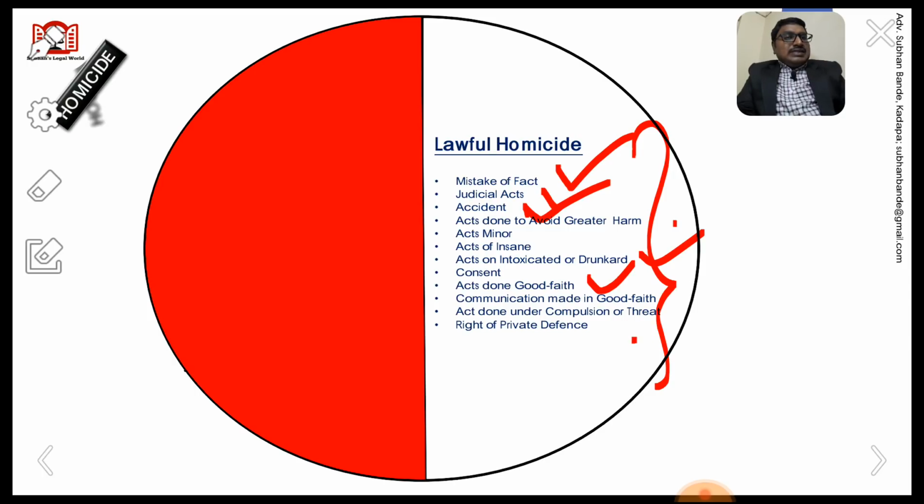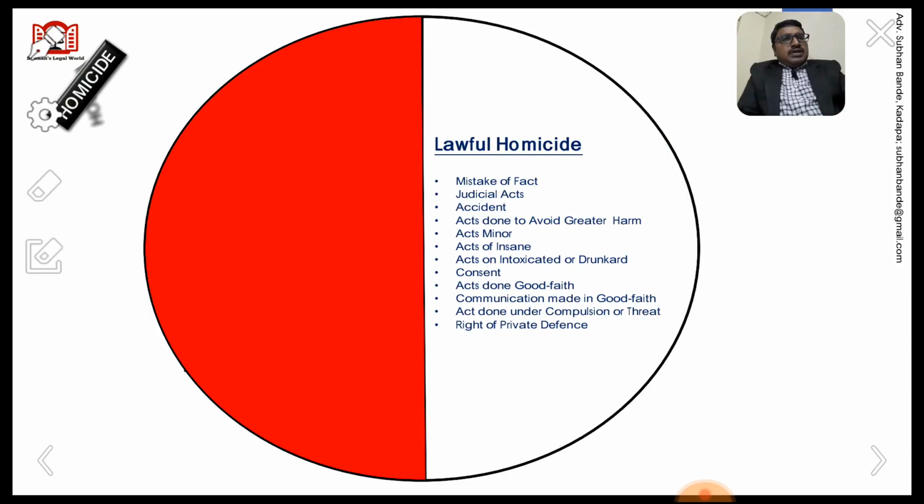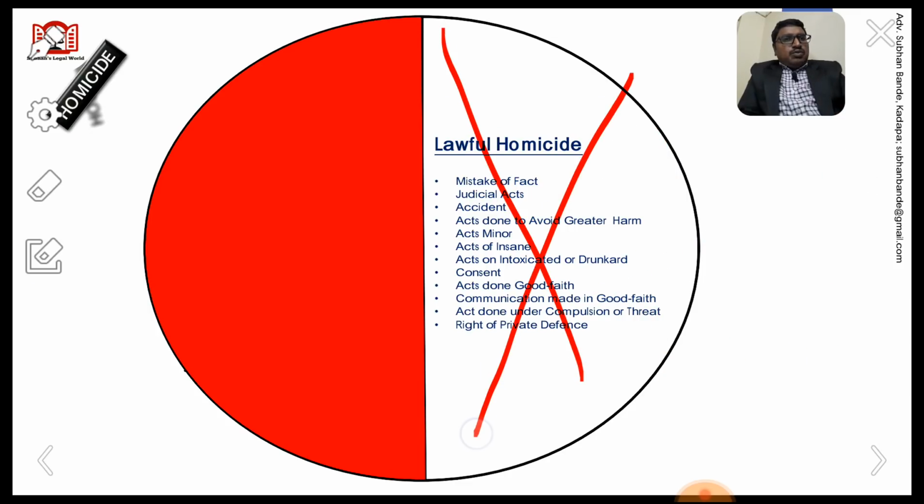The acts done under compulsion or threat and the right of private defense, these are the lawful homicides. There is no punishment if a human being causes the killing or death of another human being. These are specified under sections 76 to 106 of Indian Penal Code under the chapter of general exceptions. Now, this is the first part related to homicide. Let us see the second part.